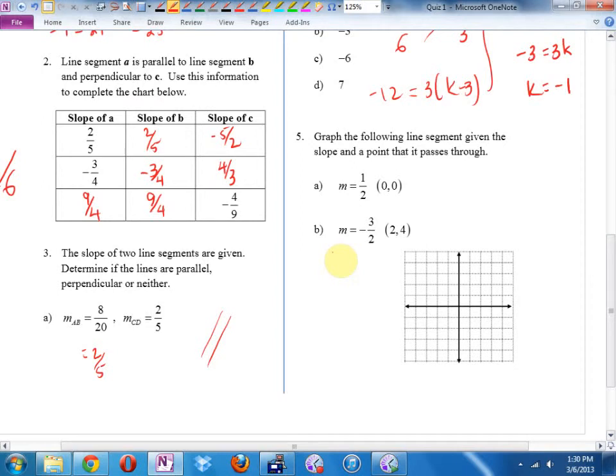Graph the following line segment giving the slope and a point that it passes through. So the first one goes through 0, 0. It has a slope of up 1 over 2. That's line A. 1 mark for that. Goes through 2 over, 4 up. And then it's down 3 over 2. 1 mark for that.